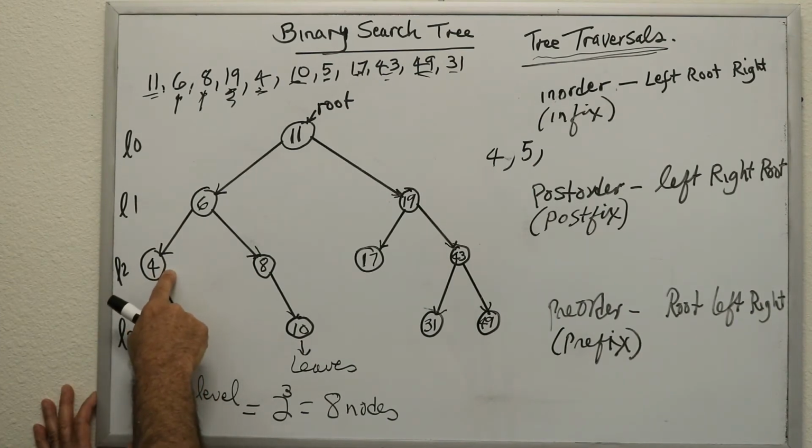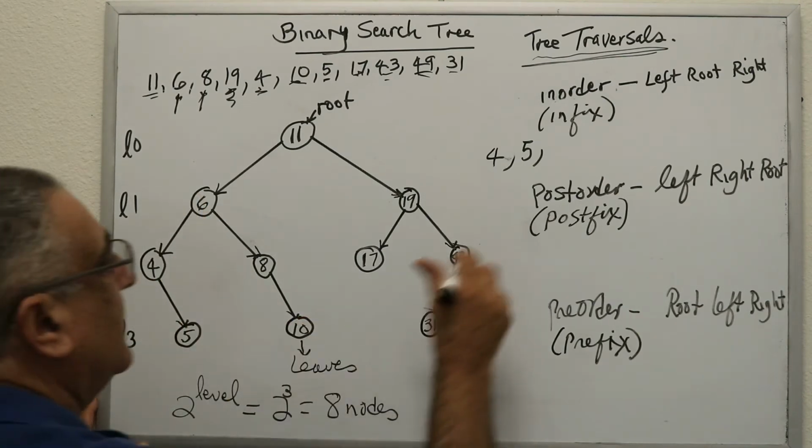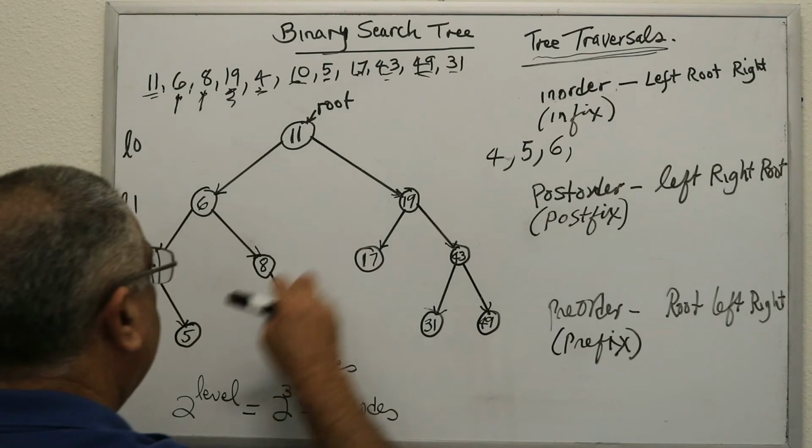According to this one, I'm going to backtrack. This is recursive, so I go left, I go root, which is 6. Then I go right.